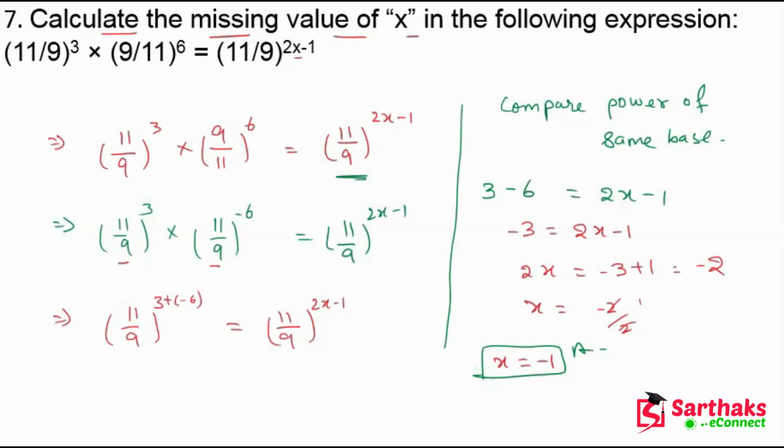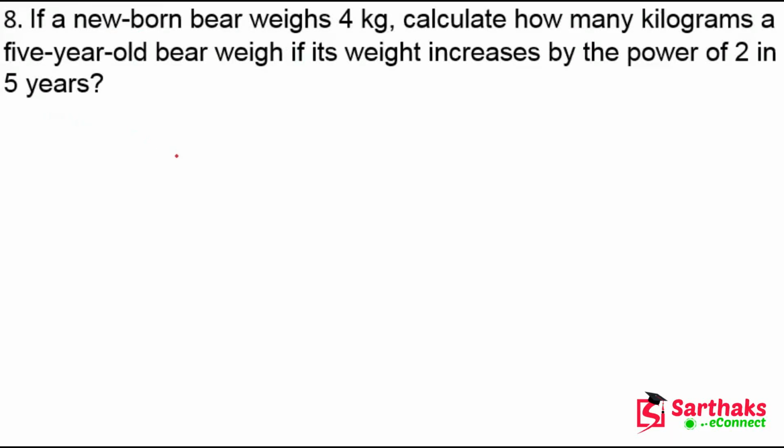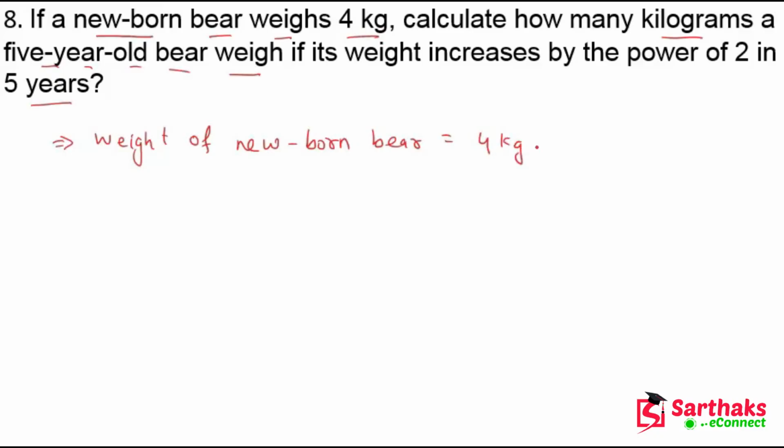Okay, understand? Now the next problem: if a newborn bear weighs 4 kg, calculate how many kilograms a 5-year-old bear weighs if its weight increases by the power of 2 in 5 years. Now here you can observe this. The weight of a newborn bear is 4 kg.